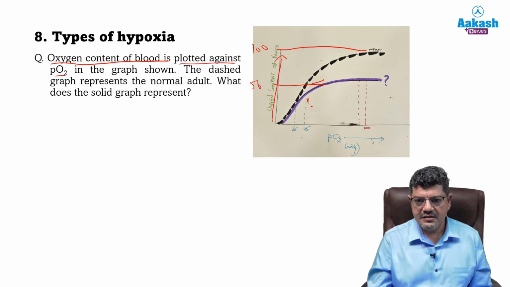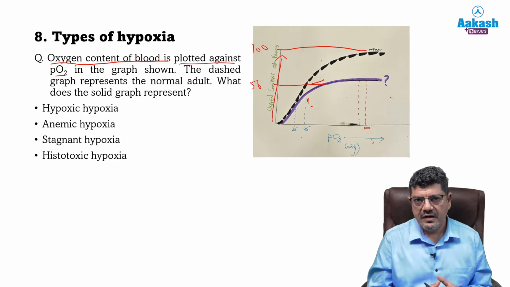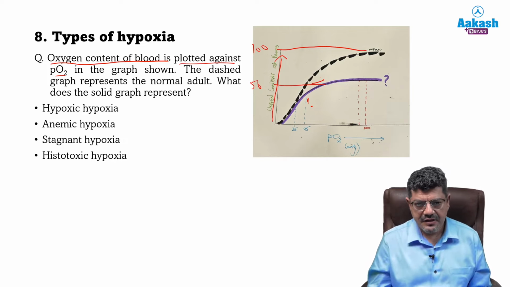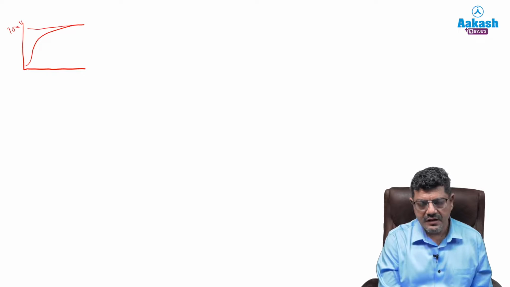And they had said the dashed graph represents the normal adult. What does the solid graph represent? The choices were the 4 types of hypoxia, right? So what would happen to this graph in, let's say, hypoxic hypoxia? If that's the y and x-axis and that's the normal graph, and this is 100 units, whatever units they were, for oxygen content of blood, 21 ml per deciliter, maybe.